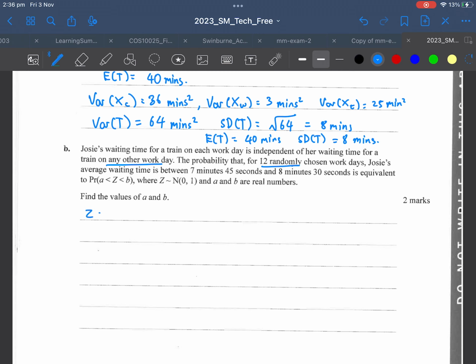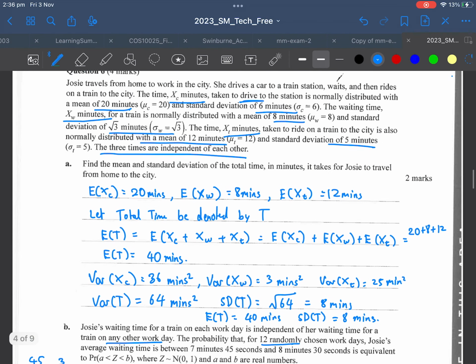So we know that z equals x minus mu on standard deviation. Our lower bound, for finding the value of a, basically z lower is going to be, so what's our x? We can't say 7.45, so 45 on 60 would give us 3 on 4, so that would be 7.75, minus the mean of waiting time. So what is the mean of waiting time?